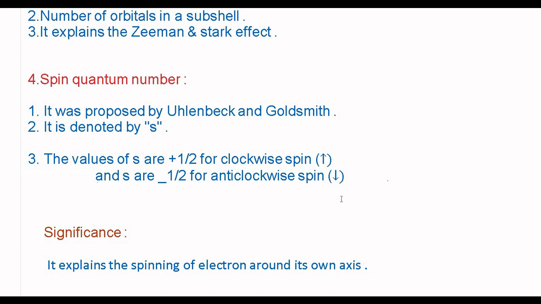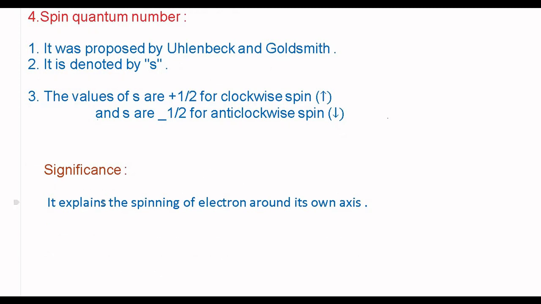What is the significance of this spin quantum number? This spin quantum number explains the spinning of the electron around its own axis. Spinning may be in clockwise direction or anti-clockwise direction. If clockwise direction, we write plus half. For anti-clockwise direction, minus half. That means for the upward arrow mark and the downward arrow mark. Is it clear? This is all about the quantum numbers.